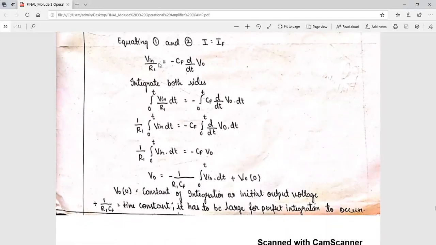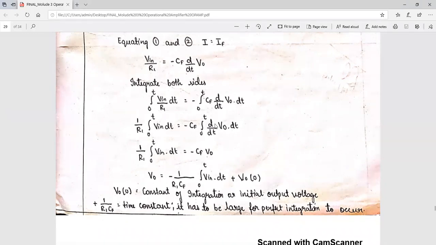we will get V in by R1 equivalent to minus CF d by dt V0. When you integrate both the sides, we will be left with integration 0 to t of V in by R1 into dt, which is equal to minus integration 0 to t of CF d by dt V0 into dt. And we'll just take the constant terms outside the integral. So 1 by R1 integration 0 to t V in dt, which is equal to minus CF integration 0 to t of d by dt V0 into dt.